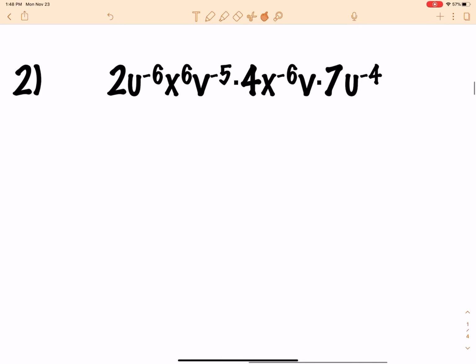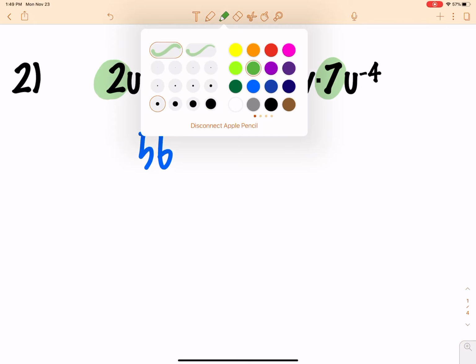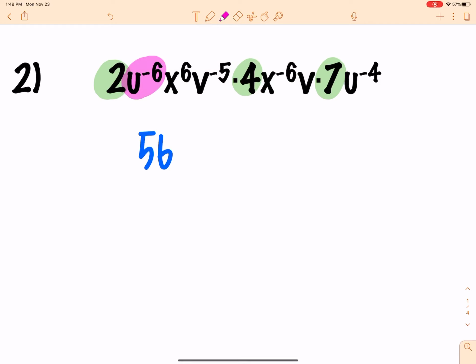Number 2, so a lot more numbers going on here, and now we're involving negative exponents. So let's go slowly here. So we have 2 times 4 times 7, which is 56. Now let's do the u's, u and u over here. And again, with those numbers, they're being multiplied, which means we're adding them together. -6 plus -4 is -10.